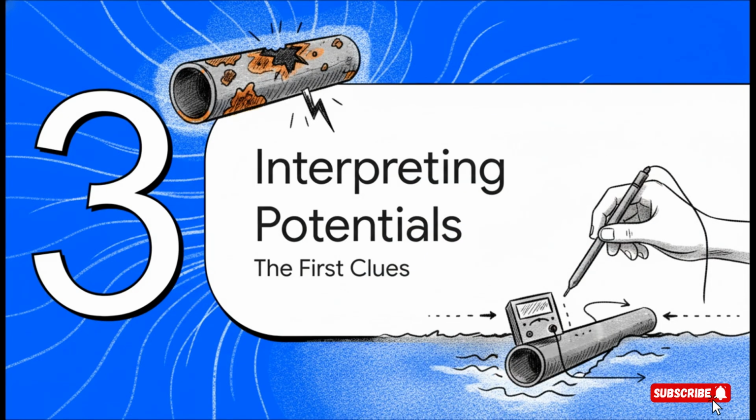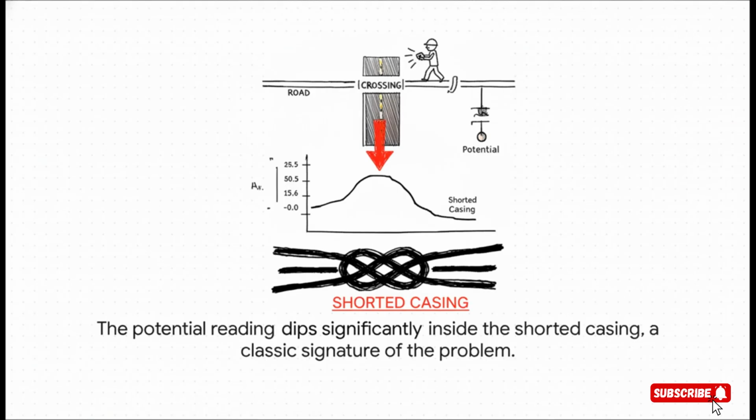Okay, so we know these shorts are incredibly bad. How in the world do we find them out in the field? Well, the first line of defense for any CP technician is to start measuring the pipe's electrical potential. Now, this chart is one of the most powerful diagnostic tools we have. It shows what's called a potential survey.